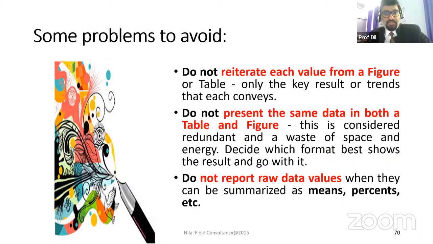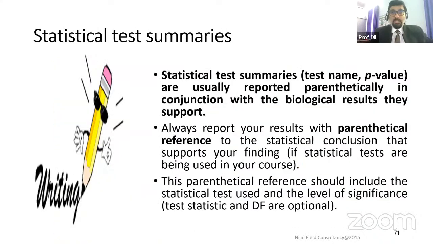Some problems to be avoided when you write the results section: do not reiterate each value from a figure or table. No need. Do not present the same data in both table and figure. No need to do that. And do not report the raw data values, meaning percentages. You don't require these kinds of values inside your paper. We don't have the space, because no finding comes out of that. The most important thing is what findings are coming; that is to be discussed and deliberated.